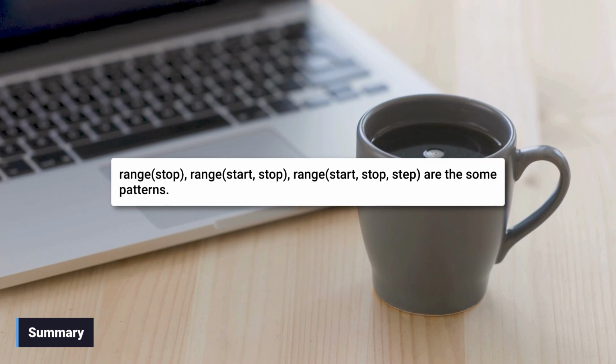To summarize, the for loop combined with the flexible range function is a readable way to iterate a fixed number of times in Python.